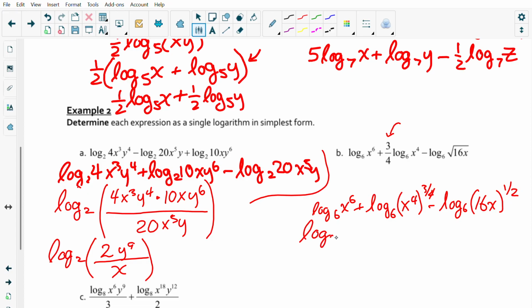Okay, let's do a little bit of simplification before we combine terms here. Log base 6, well, x to the 4th raised to the 3/4 exponent, that is just x to the 3rd, minus log base 6 of 16x to the 1/2, which is 4x to the 1/2.